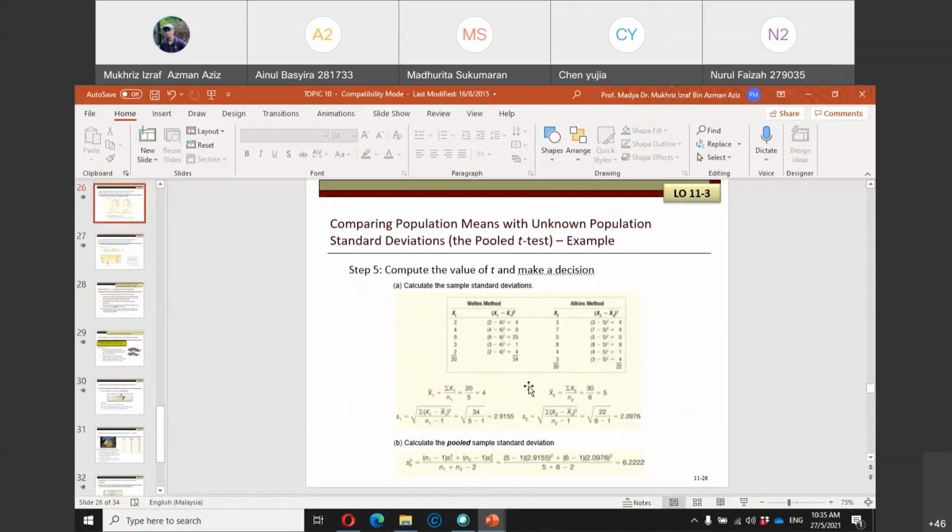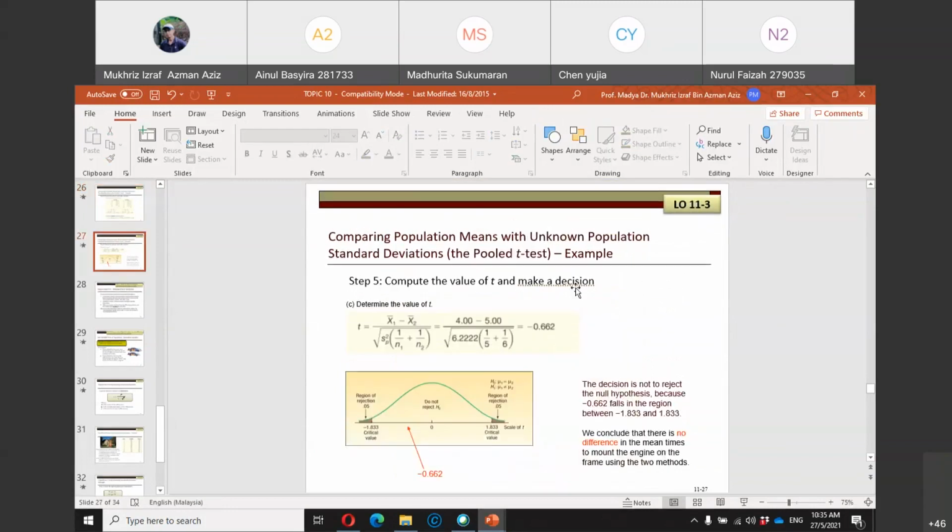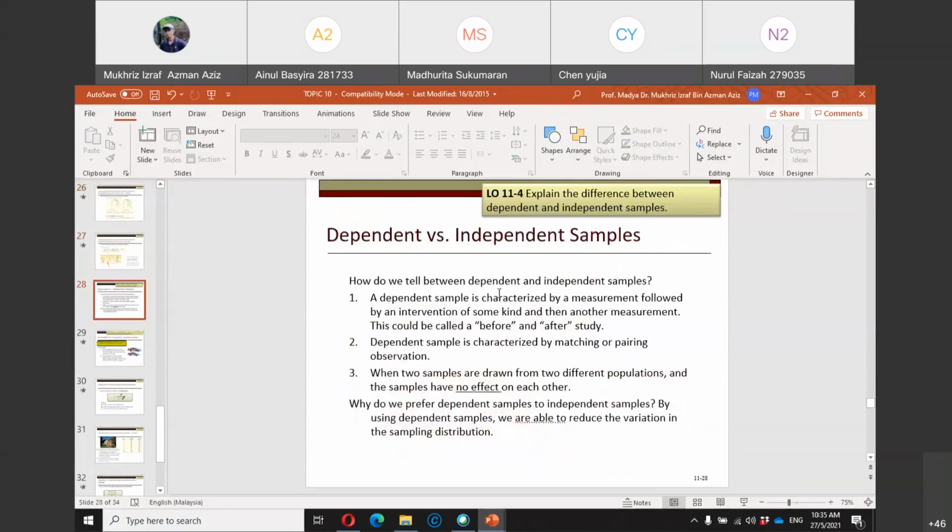For today's lecture, we will cover only until the pooled t-test. Next Monday we will cover the dependent versus independent sample using the t-test as well. Hopefully before the end of next week, we can finish up the syllabus with a bit of discussion on the proportion, and I will give you some examples and exercises, and also hand out the assignment questions that you need to complete.